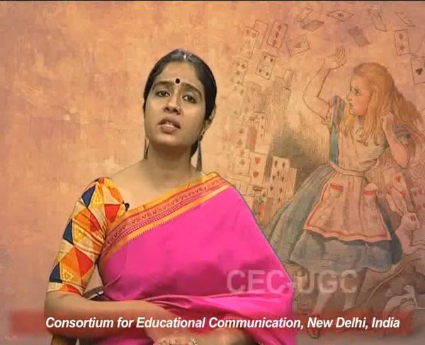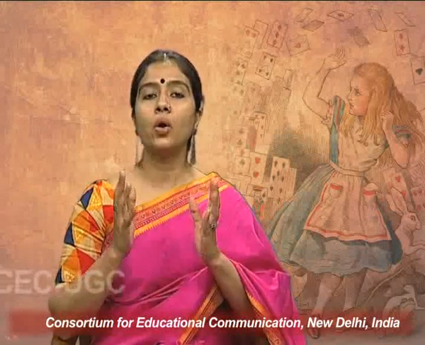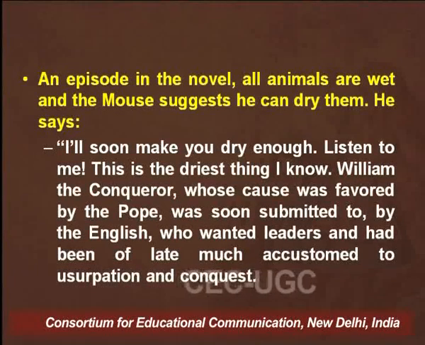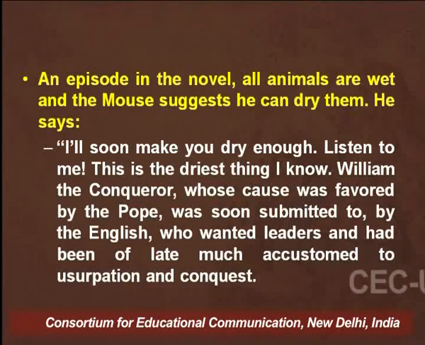The other thing, of course, I pointed out is shallowness. So all these features started to come to define the Victorian set of values, and all these actually stand parodied by Lewis Carroll. Now let's very quickly take a look at how. There's an episode in the novel where all the animals are wet, and the mouse, one of the animals amongst them, suggests that he can dry them. Now, in this episode, the words uttered by the mouse clearly indicate that he's making fun of the political scenario over there. Let's very quickly look at his words.